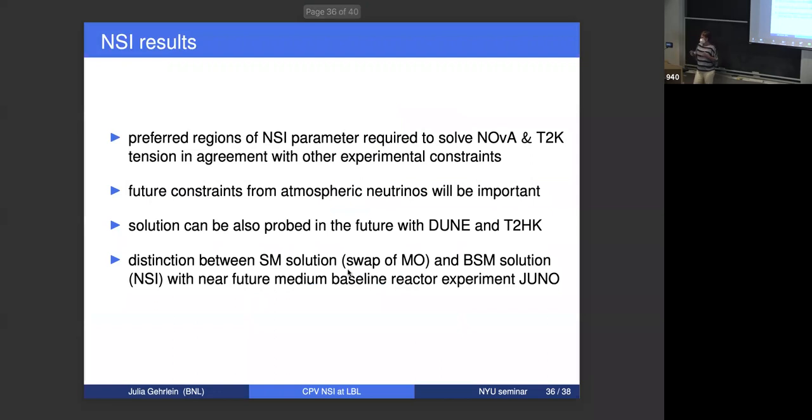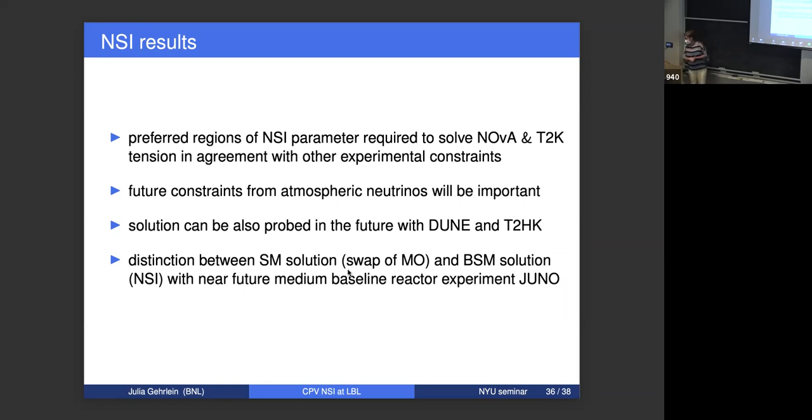However, the preferred region of NSI parameters, which is required to solve the slight discrepancy between the measurements of T2K and NOvA, is in agreement with all other experimental constraints from oscillations, but also from scattering. So future constraints from atmospheric neutrinos will be very important, as will constraints from IceCube and COHERENT, because these experiments are also sensitive to the phase of the NSI parameter.